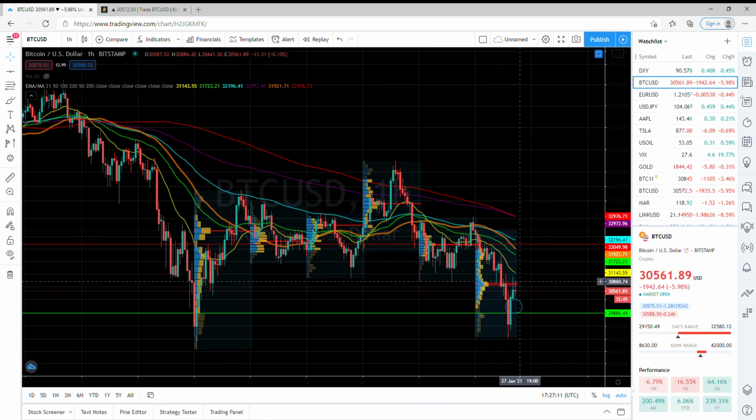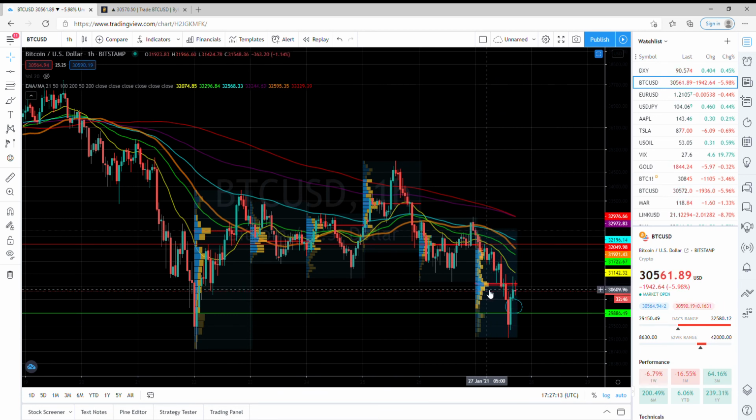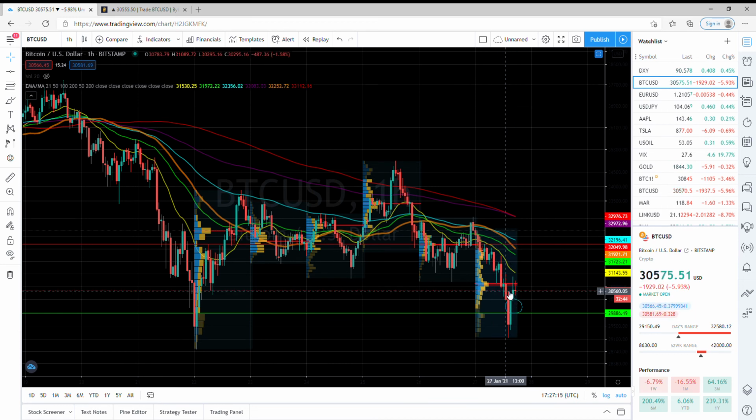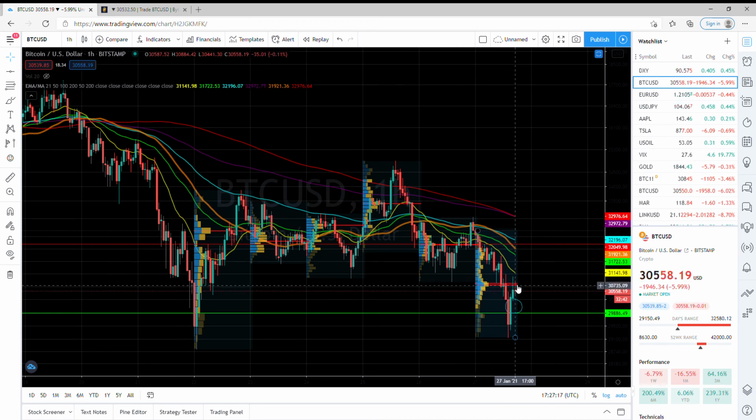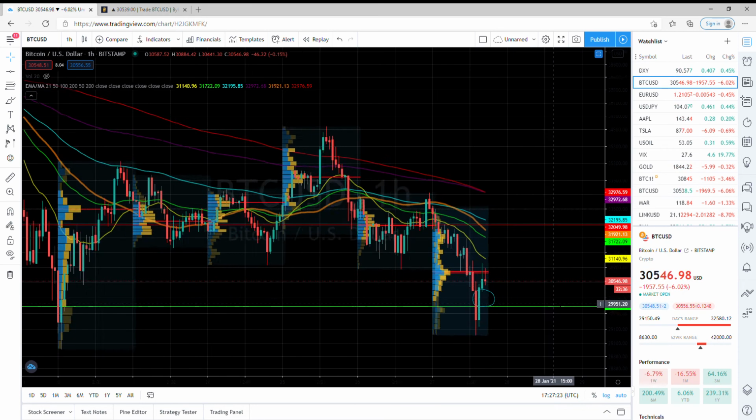So basically you enter at the volume node and you can put your stop loss lower. If the price goes with you, you can walk away with profit. If it goes against you, you lose a little bit. You don't let it go all the way down.